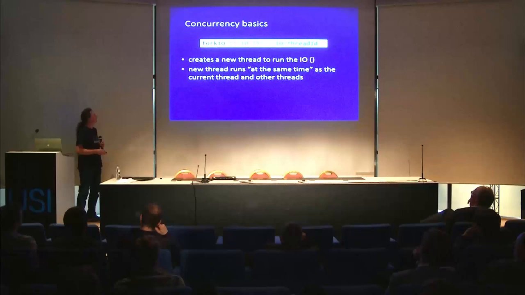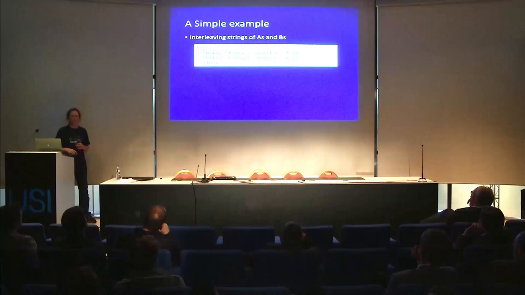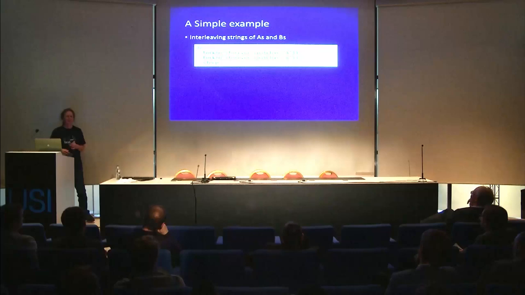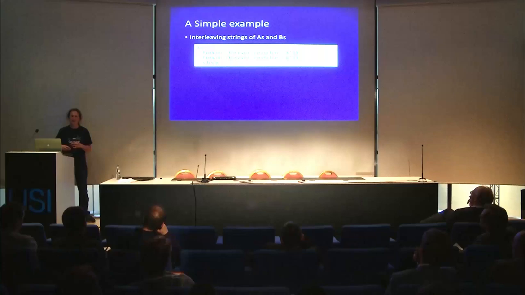So we can give an example of that. Here's the example that you usually see on page one of any introduction to concurrent programming. It's the program that generates two threads, one of which generates the character A over and over again, and the other generates the character B over and over again. When you run this program, you get lots of A's and B's interleaved, as you would expect, in some random fashion.